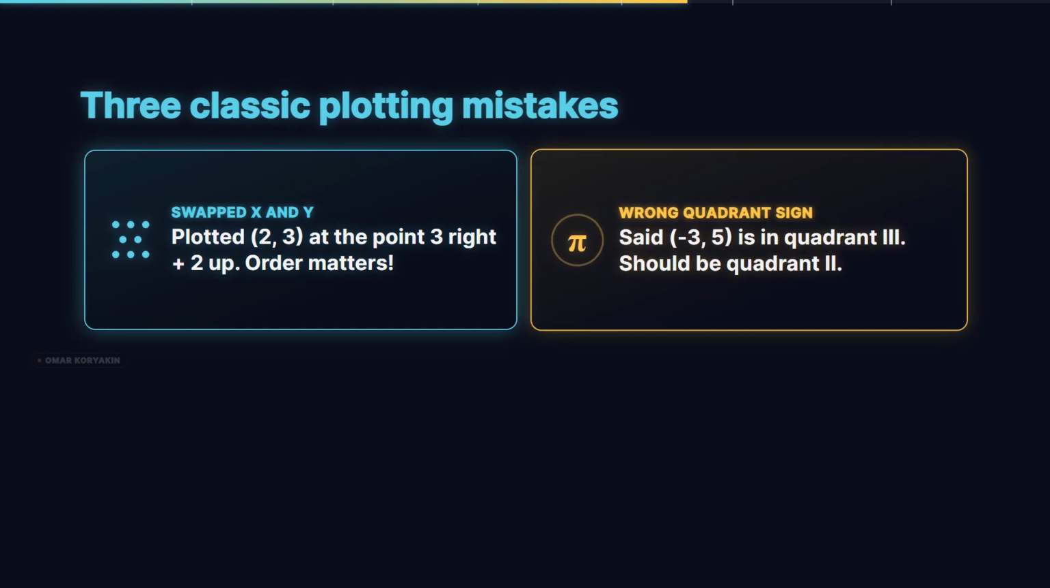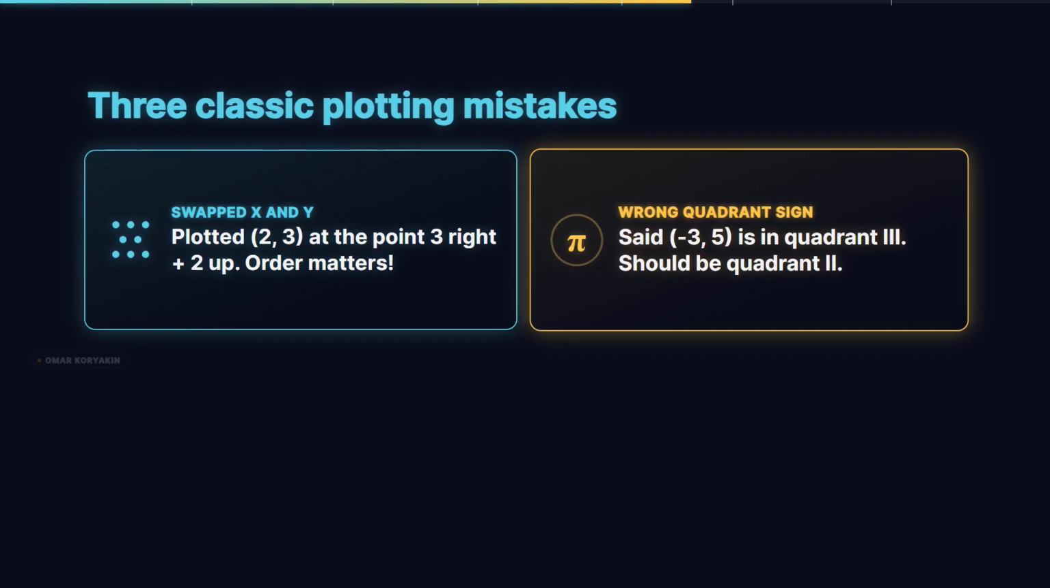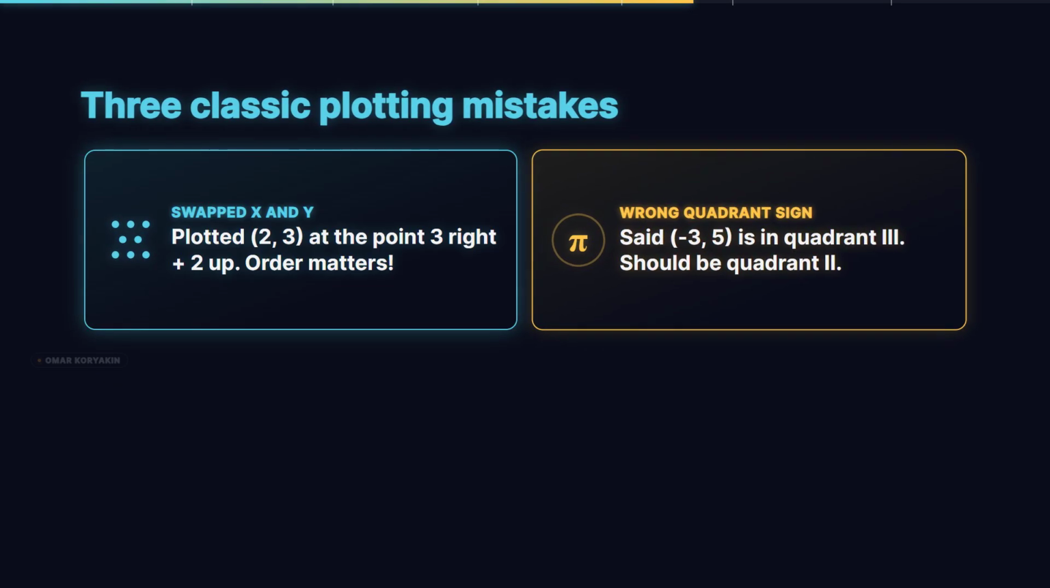The fix is to memorize the sign to quadrant mapping deliberately. X positive, y positive is 1. X negative, y positive is 2. X negative, y negative is 3. X positive, y negative is 4. The 4-line table fits on a single index card.